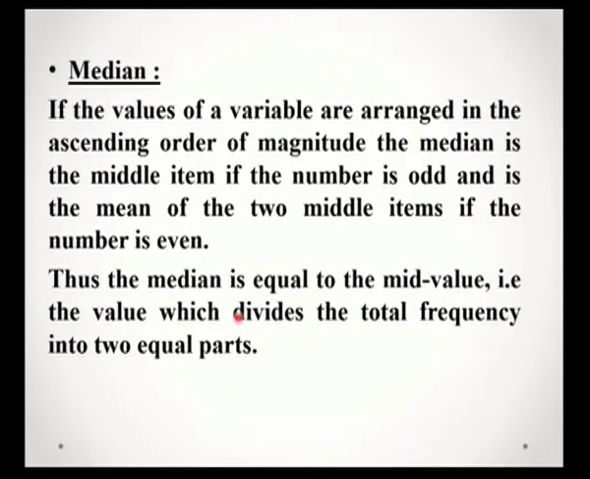Suppose 9 students are given, then just go for the fifth one. In the starting 1, 2, 3, 4 and in the bottom 9, 8, 7, 6. So the remaining 5 will be there, and that 5 is the median. That is what is said: the median is the middle term if the number is odd, and is the mean of the two middle items if the number is even.